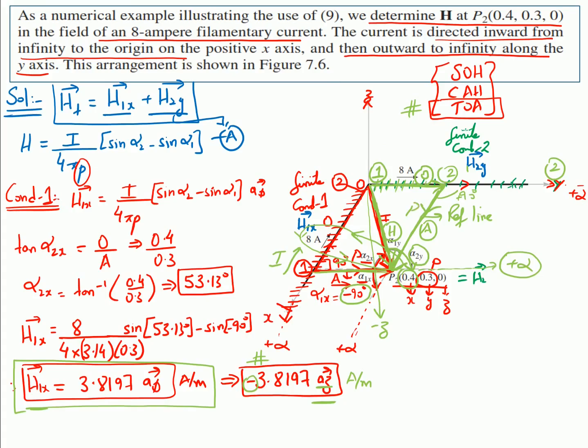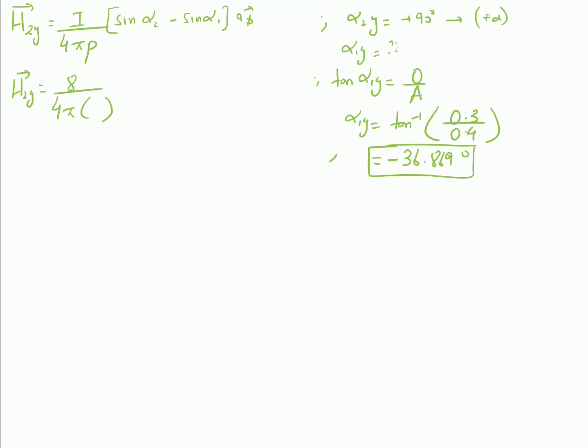So this is my rho, and I can see this is parallel to the x-axis over here. So the rho value is going to be 0.4, and then you have sine of 36.86 for sine alpha 2 minus sine of 90 degrees along A of phi. Once we solve this, we get the answer of 2.546 along A of phi. This is H2 of phi.